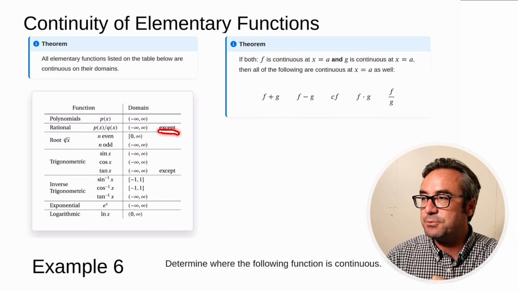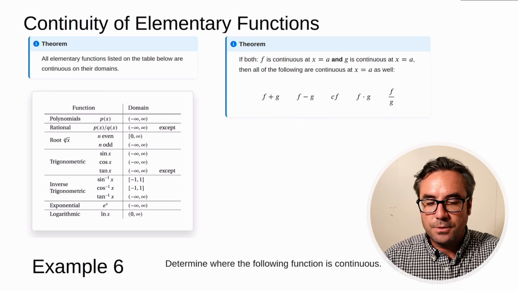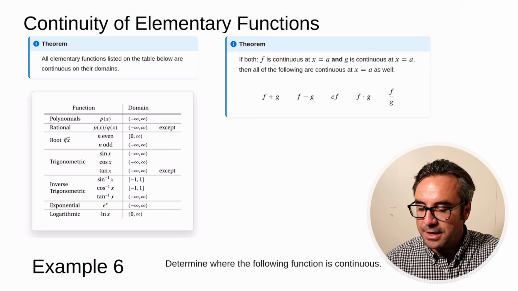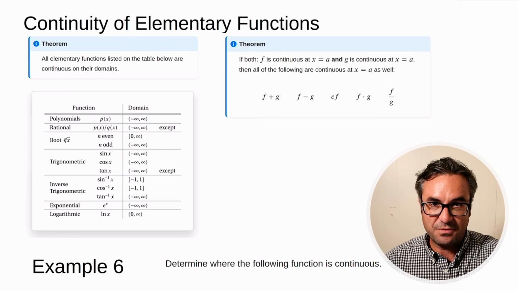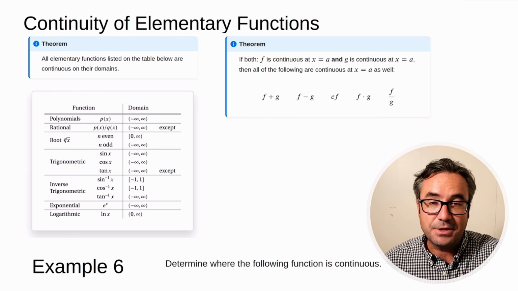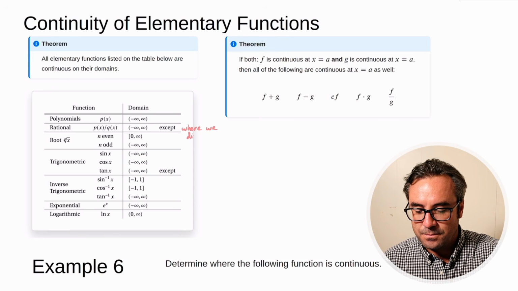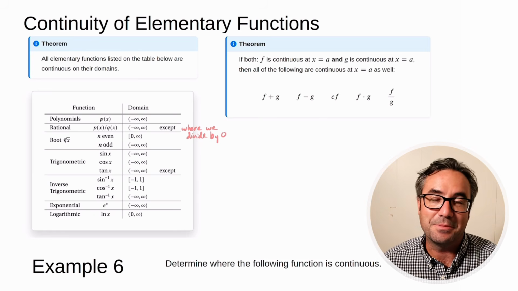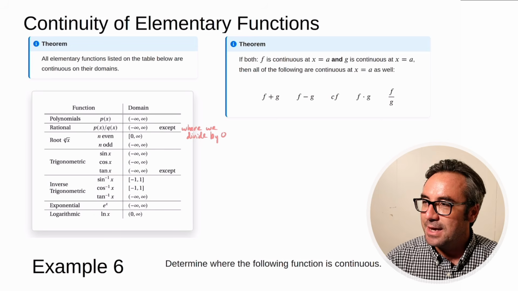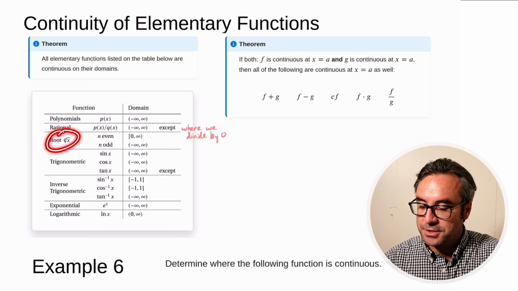Now there is some exception here. We have to be careful because we're dividing, and we can't be dividing by 0. So there is an exception. And this is going to be a recurring theme. Can't divide by 0.